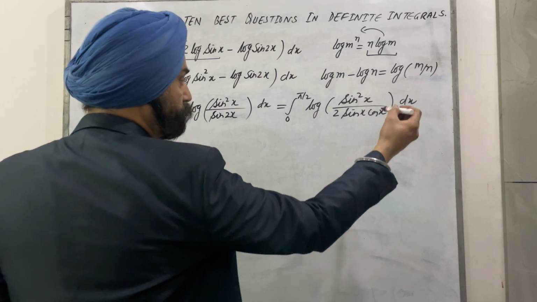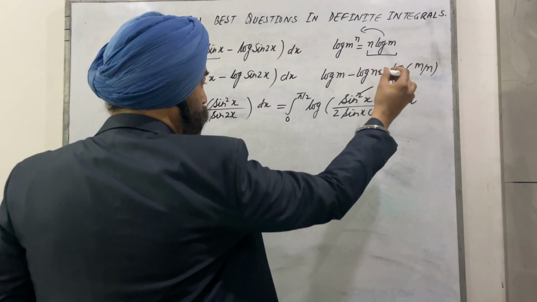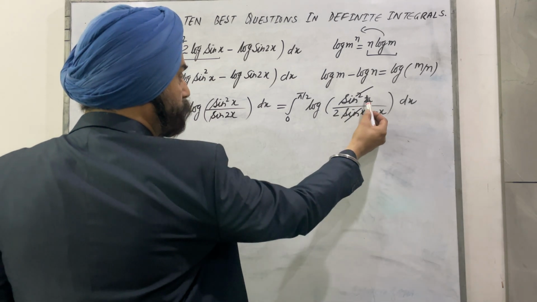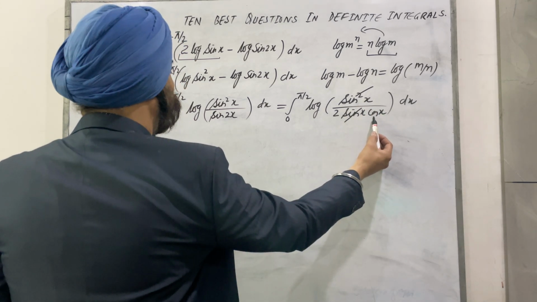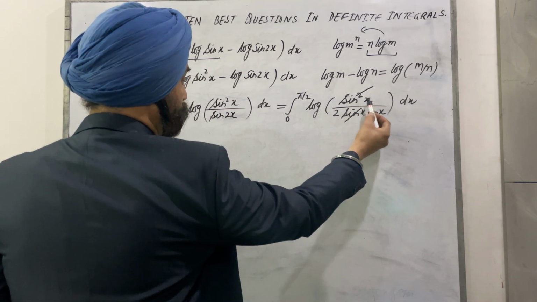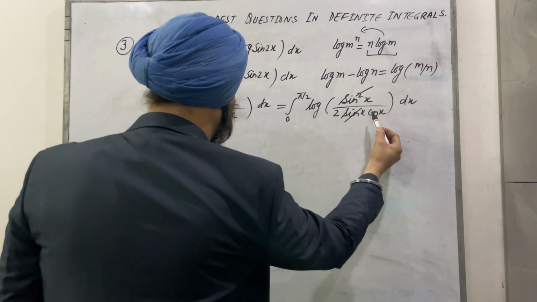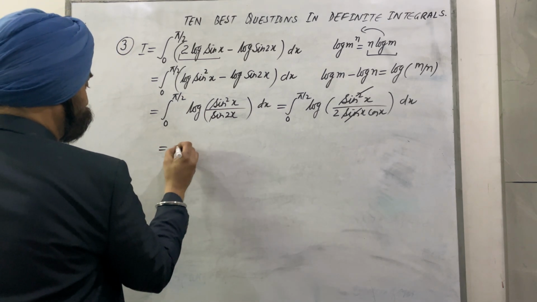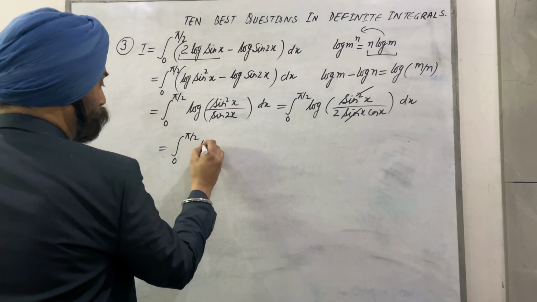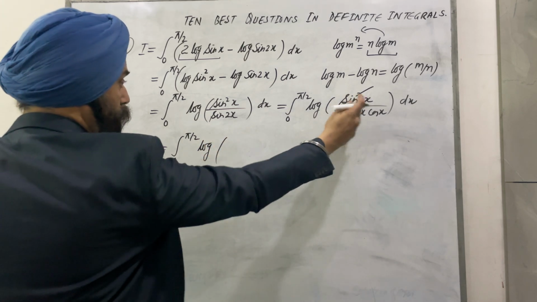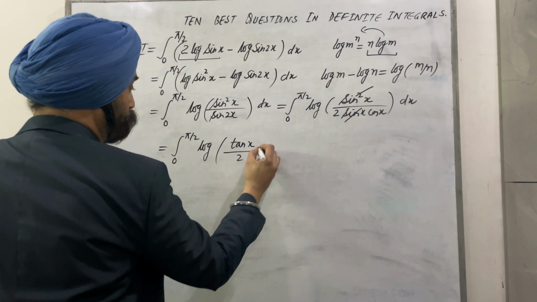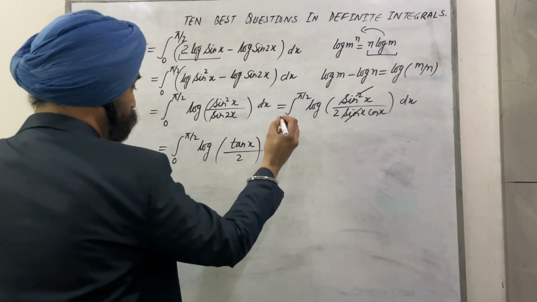Now you can observe a single power of sin can be cancelled out this way. We are left with one power of sin in the numerator, and we have 2 cos x in the denominator. If I adjust cos under sin, sin divided by cos makes it tan. So the integral becomes 0 to pi upon 2 log of tan x whole divided by 2 dx.